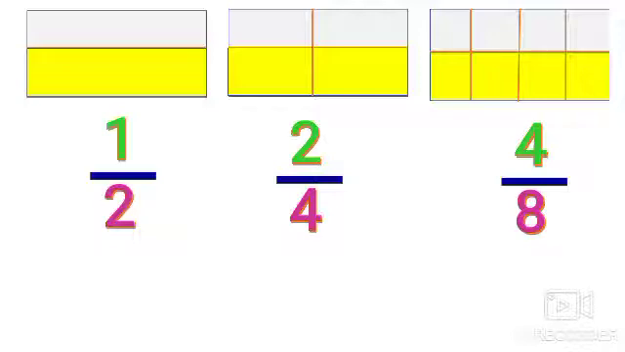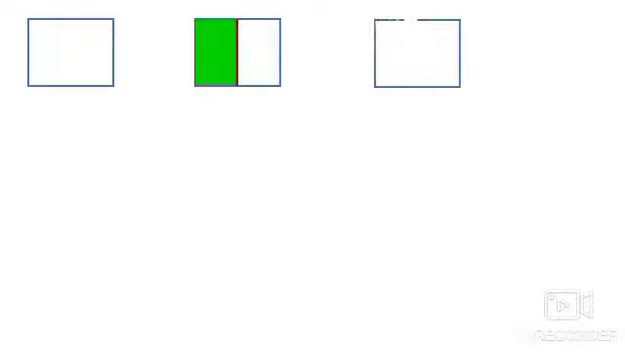As you can see here, student, the position of the colored part has not changed. In the first, it is divided into 2, then 4, then 8, but the position of the colored part has not changed. So, let us take another example. This is one square. If I divide this square into two equal parts, or if I divide this again into four equal parts, here, as you can see, the colored part has not changed.